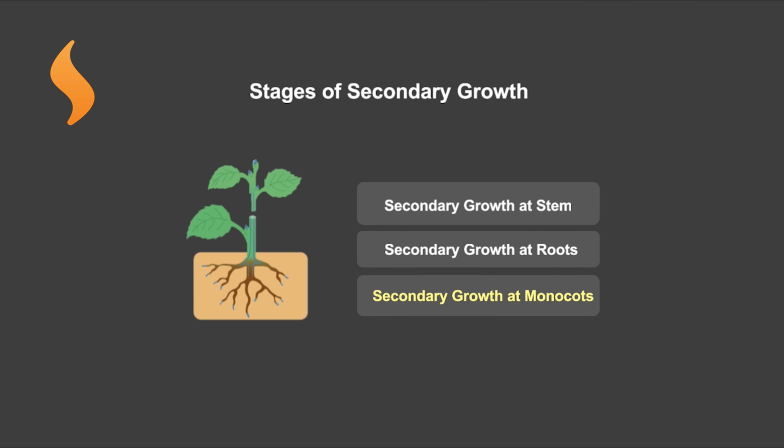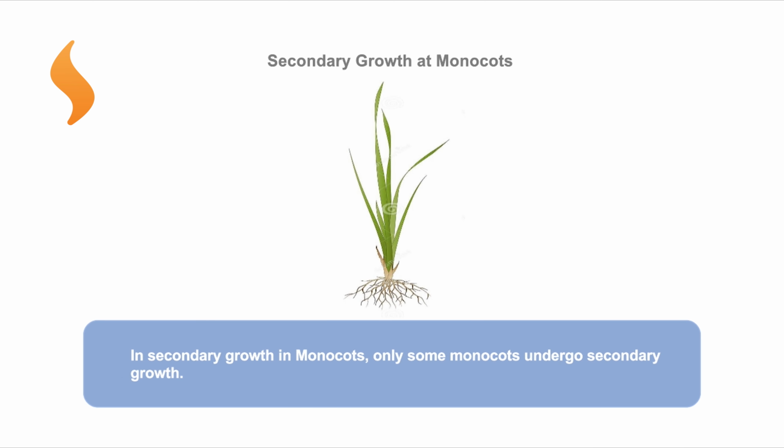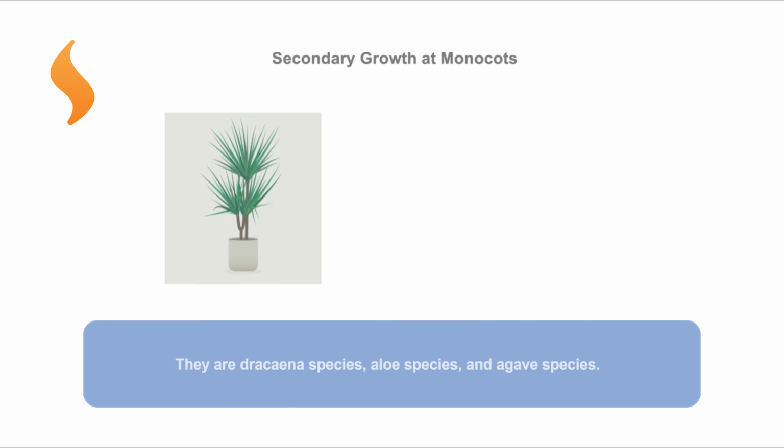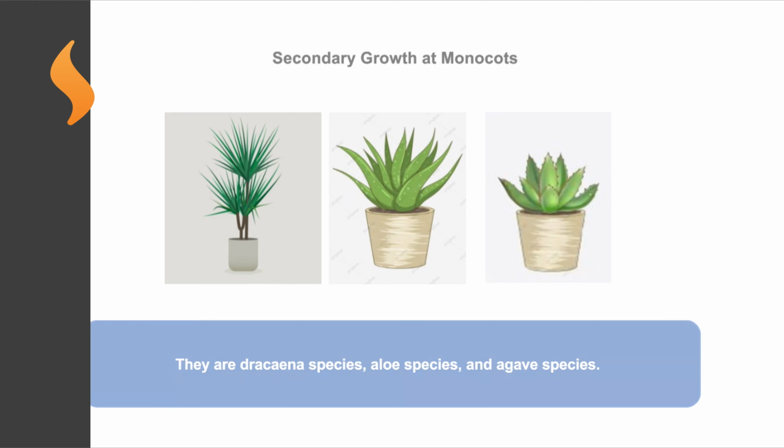Lastly, we will look into secondary growth in monocots. Even though most monocots do not undergo secondary growth, some do. They are Dracaena species, Aloe species, and Agave species.